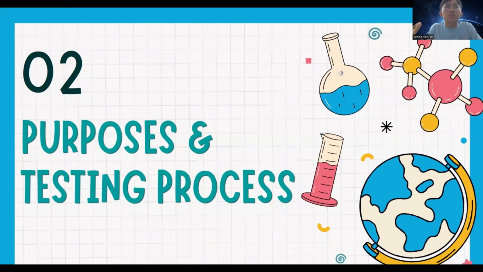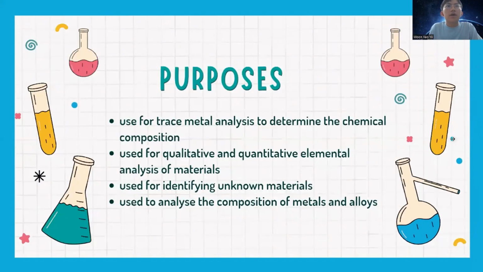Today I'm going to continue the next part, which is the purposes and testing process. So there are 4 purposes on why we use the optical emission spectrometer, which I call the OES machine. And the first purpose is trace metal analysis to determine the chemical composition.